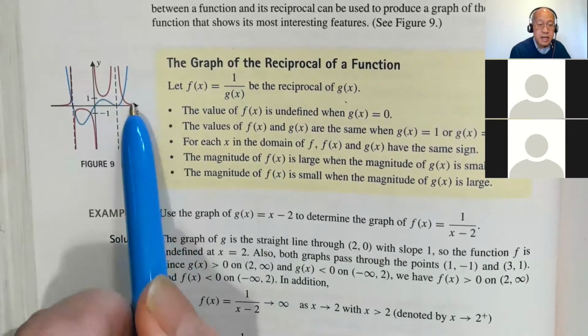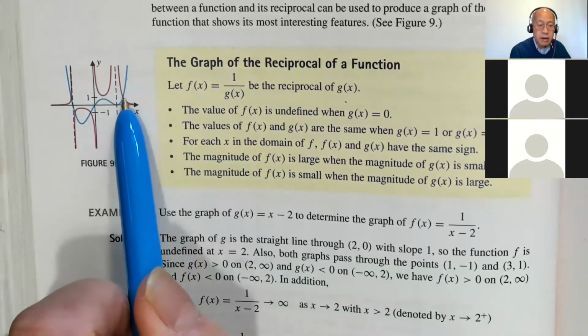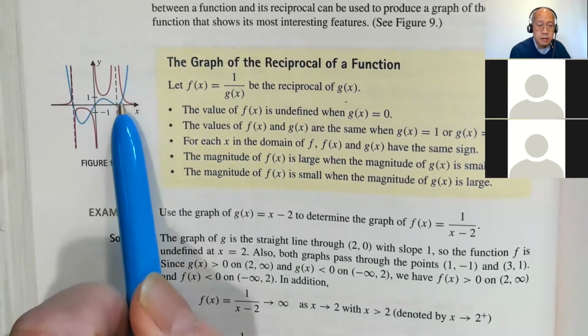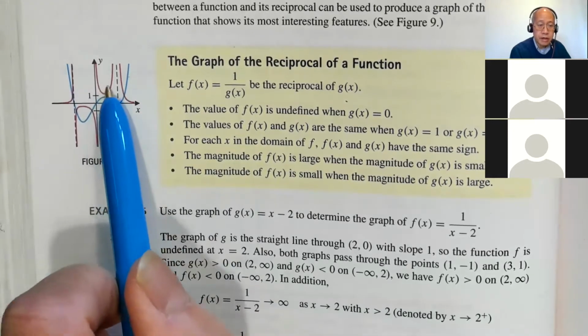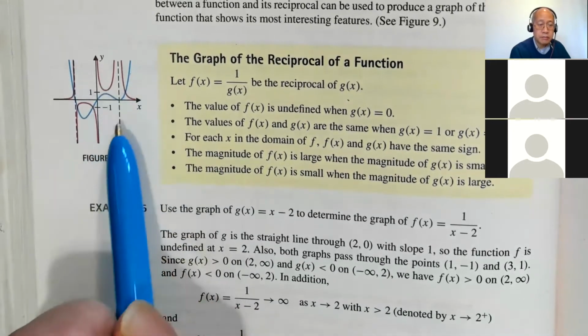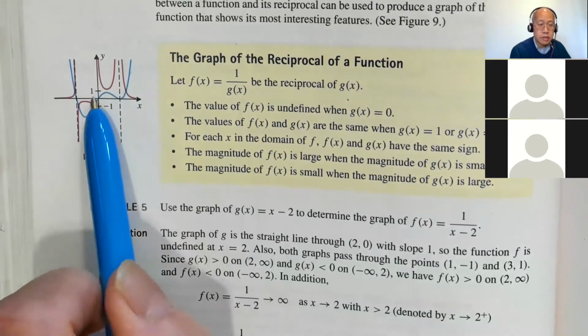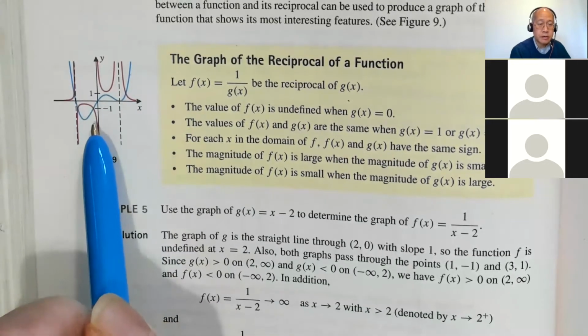So see how the blue goes up, the red goes down. The blue goes down, the red goes up. Blue goes down, red goes up. Blue goes up, red goes down, and so on.